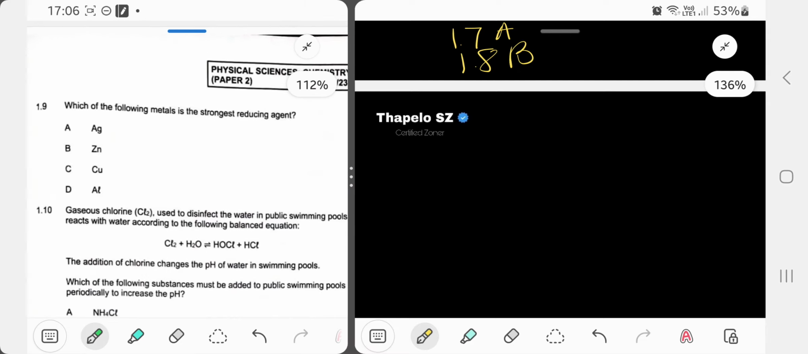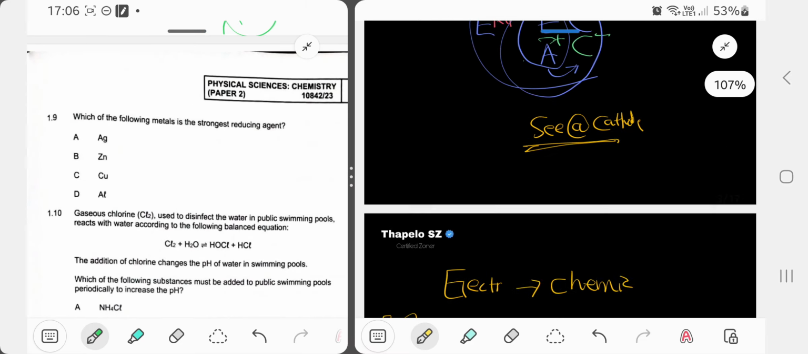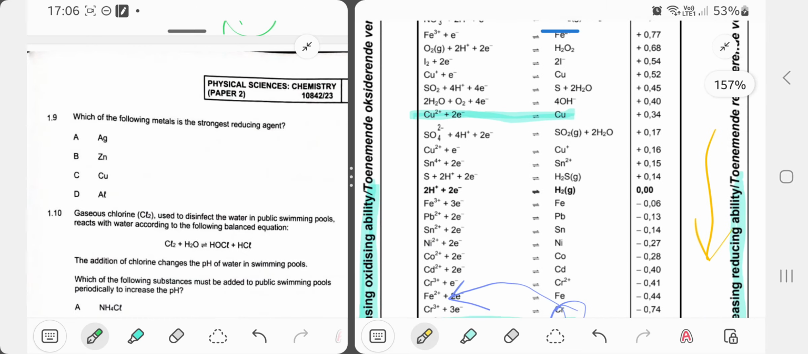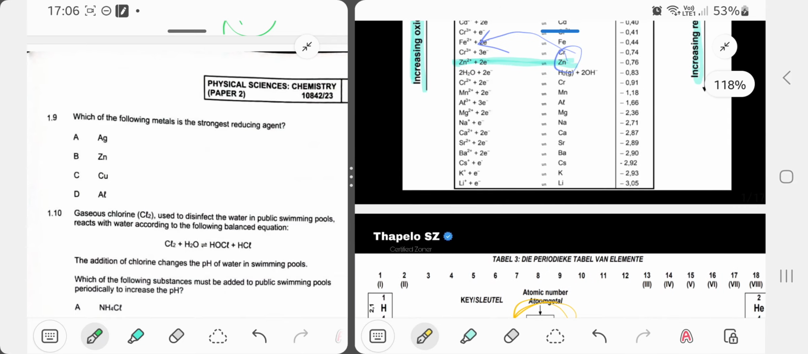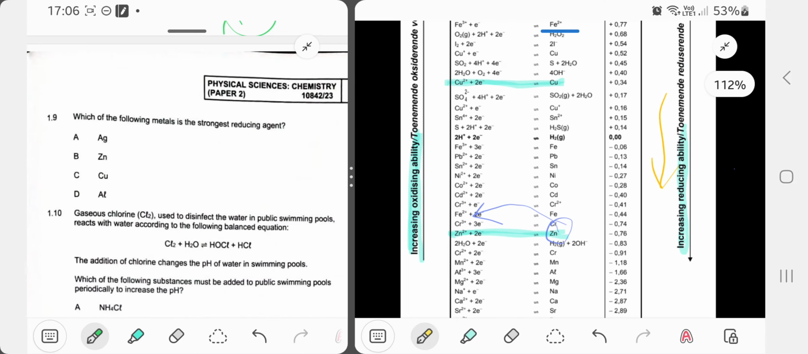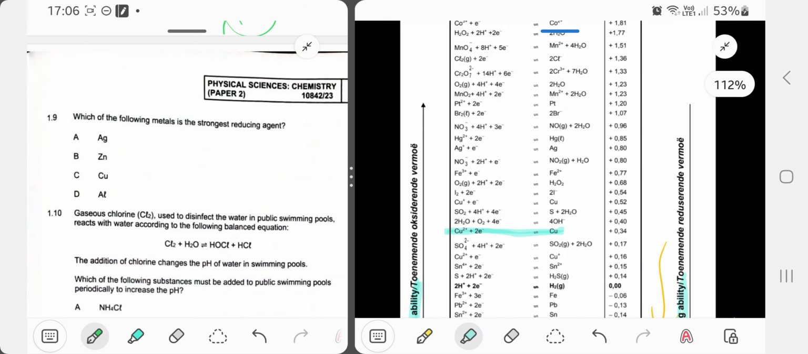Okay, and then 1.9. It says, which of the following is the strongest reducing agent? So we have Ag, zinc, and copper, and Al. Okay, so let's go just identify them. So we already identified Zn and Cu when we were calculating, which is the one that I highlighted in blue. And then let's go to Ag. I think it's 0.80. It's only 0.8.